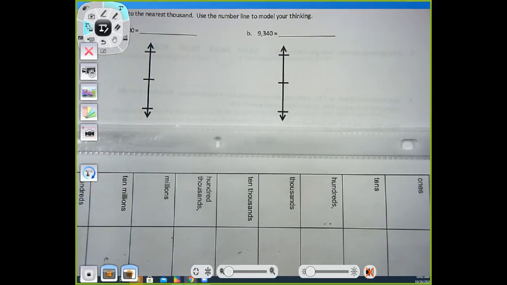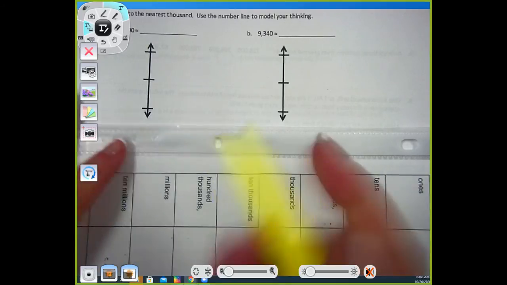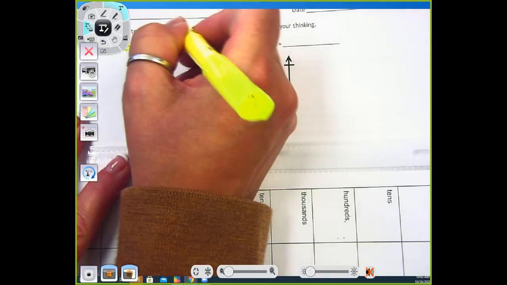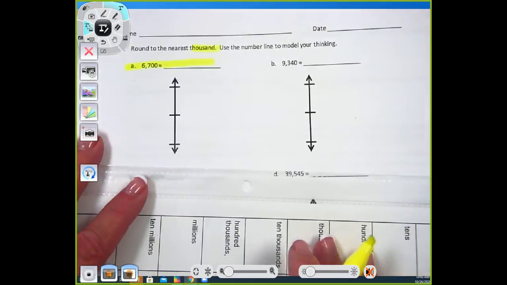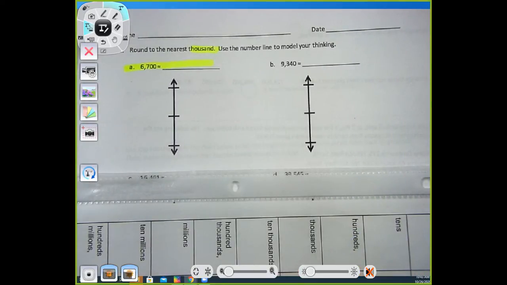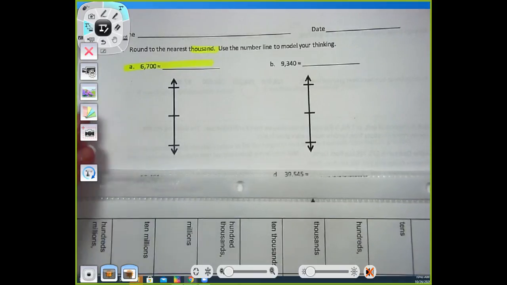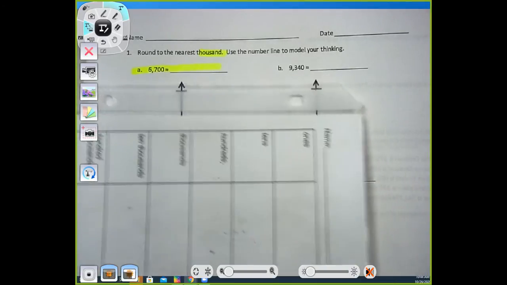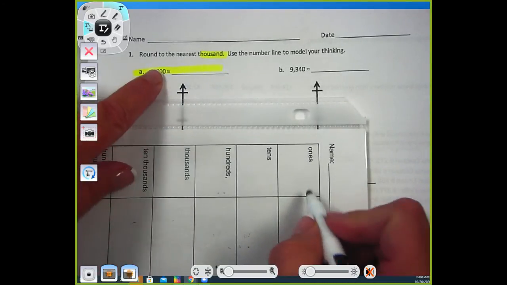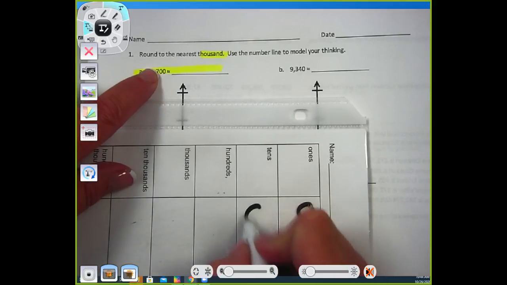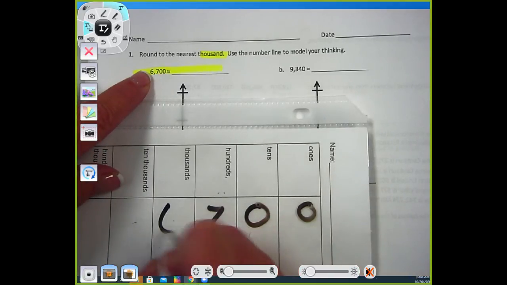We're going to look at this one. We're going to do number 1A together, and I'm rounding this to the nearest thousands place. Thank you, Rowan. You can highlight. So I want to know first what digit or number is in my thousands place. So I'm going to write this on my place value chart, writing it backwards and putting it in.